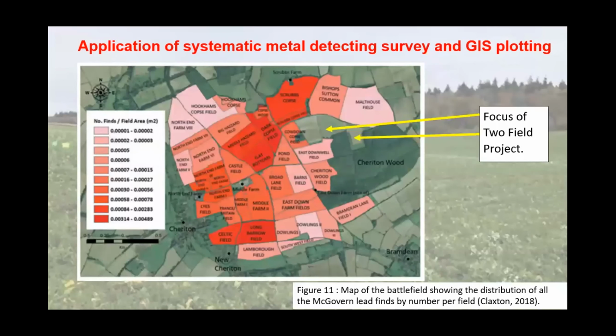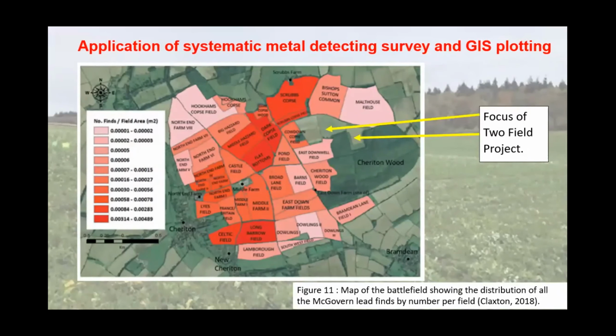The focus of my dissertation was based on two fields which adjoined the northern edge of Cheriton Wood, which from the historical contemporary accounts was the site of the initial confrontation between the Royalists and Parliamentarians on the morning of the battle. These were the site for what are referred to in the dissertation as the two-field survey. These two fields were of particular interest because, although they would appear to be highly relevant in the sources, they were conspicuous by the fact that they appeared not to have been covered by previous metal detecting surveys.